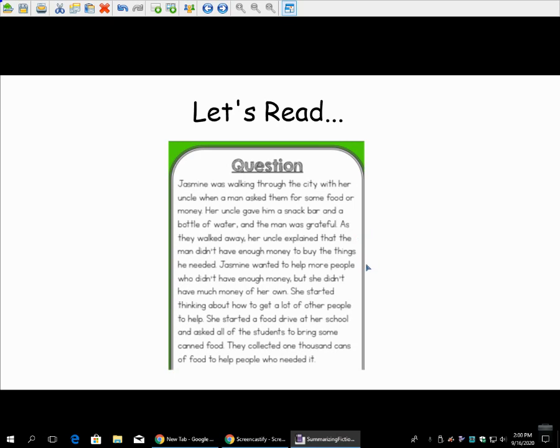Jasmine wanted to help more people who didn't have enough money, but she didn't have much money of her own. She started thinking about how to get a lot of other people to help. She started a food drive at her school and asked all the students to bring some canned food. They collected 1,000 cans of food to help people who needed it.